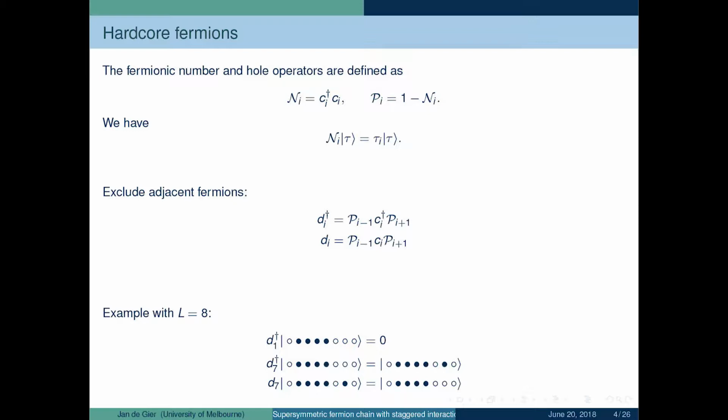So here's an example. Suppose you have this state with fermions filled like this, and you would apply this D1 operator. So D tries to create a fermion at this first spot, but because there is a fermion in spot 2, it's not allowed to do so, because it can only create where the nearest neighbors are empty, so D1 acts as 0.